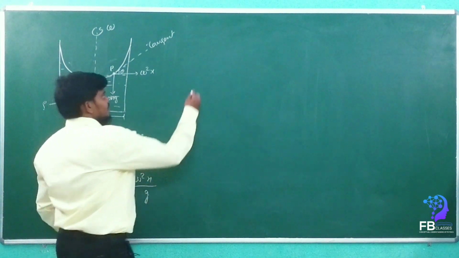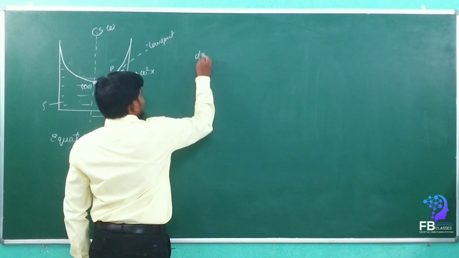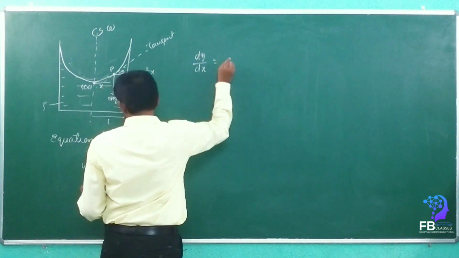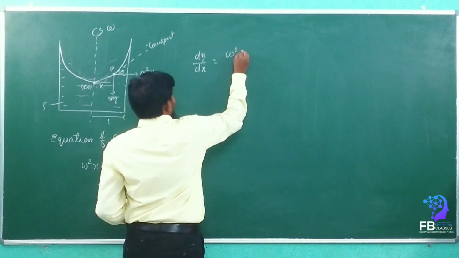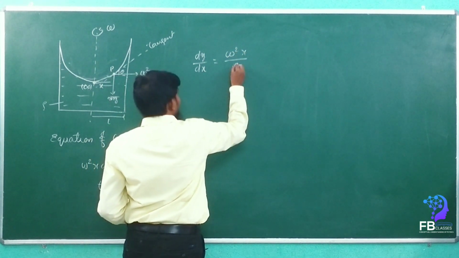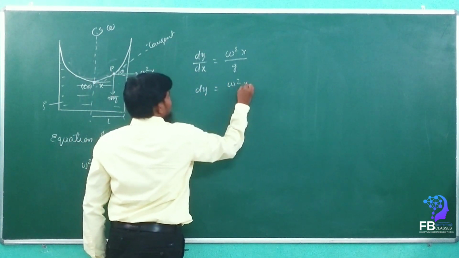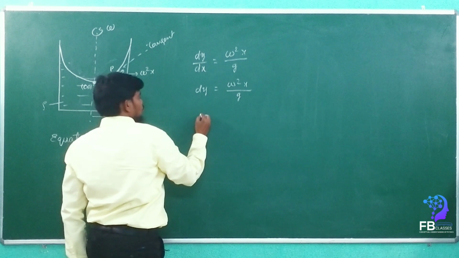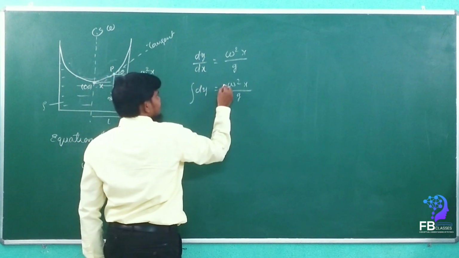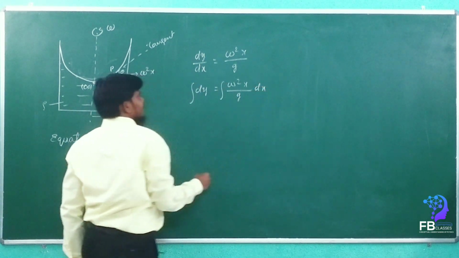Okay, slope of the curve we can write as tangent. So dy by dx, dy by dx is equal to how much? Omega square x by g. Got it? So now dy is equal to omega square x by g dx. So integrate on both sides.